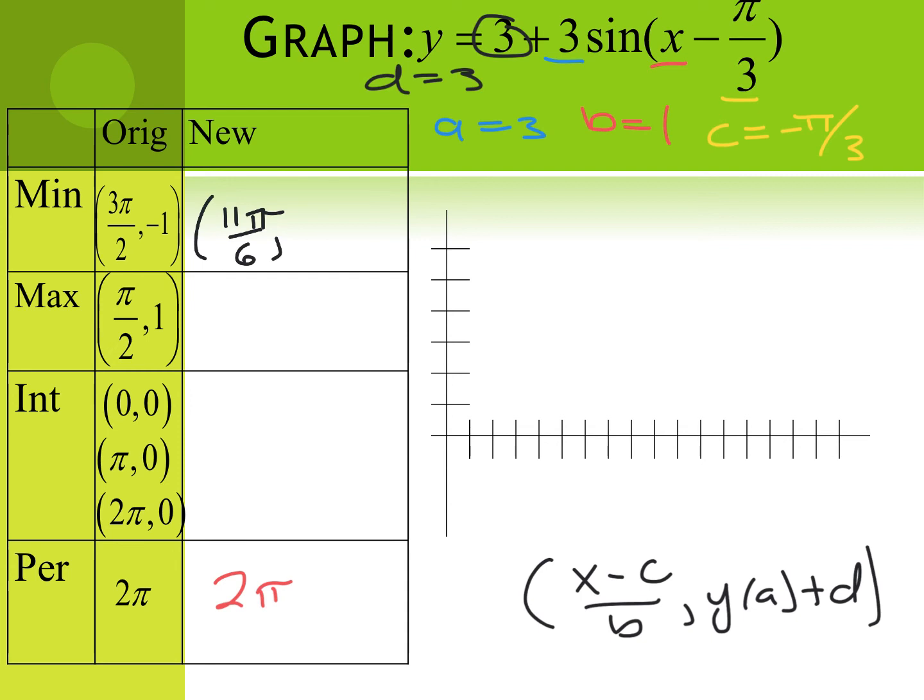And then for my y value, I'm going to have a negative 1 times my a value of 3, and then I'm going to add my d value, which is also 3, which is going to put me at 0.